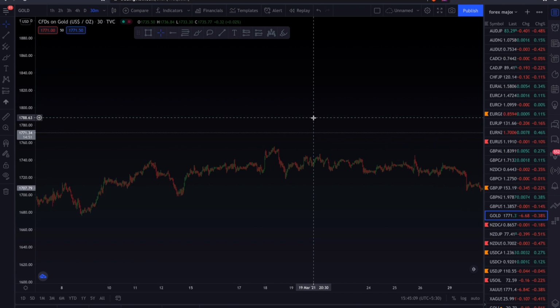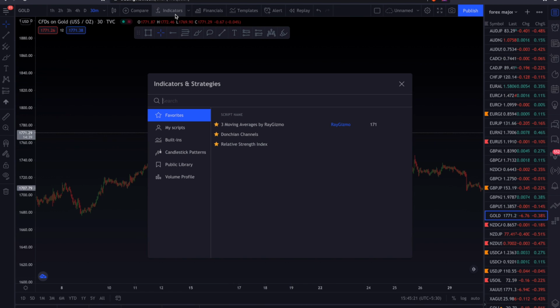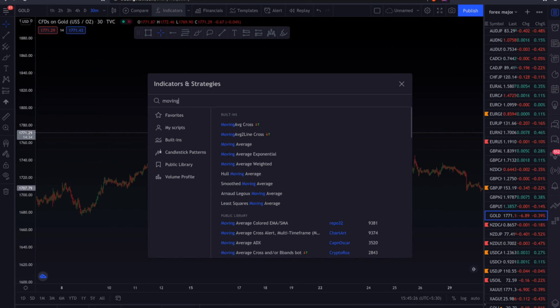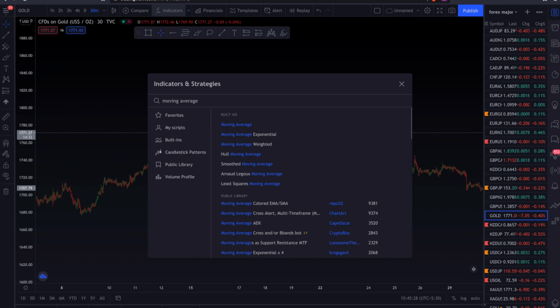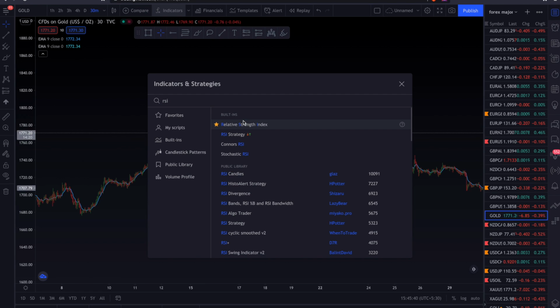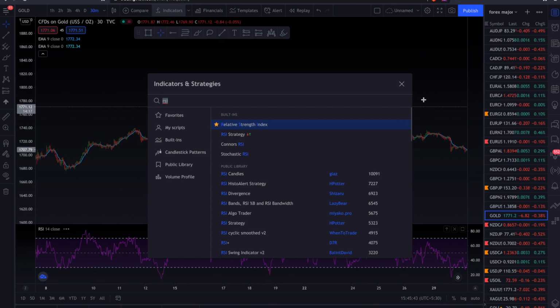Now in this strategy, we will be needing two different indicators. The first one is moving average, that is exponential moving average, and then we will be needing an RSI. So for that, go to the indicators section over here. Now search for moving average exponential and then click on it twice so that two EMAs will be added on your chart. Now here again search for RSI, that is the relative strength index, and then it will be added over here.